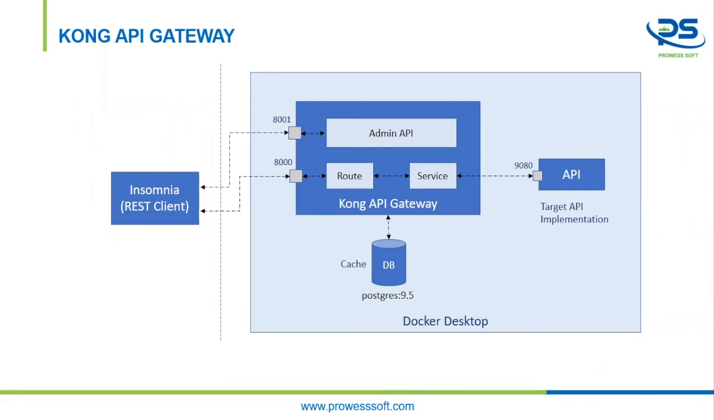The last component that you would see is Insomnia, the REST client that we are going to use to invoke the route that is created to invoke a service that is again created to invoke the target API implementation. So before we go ahead and look at the demo, let's go ahead and do the installation.